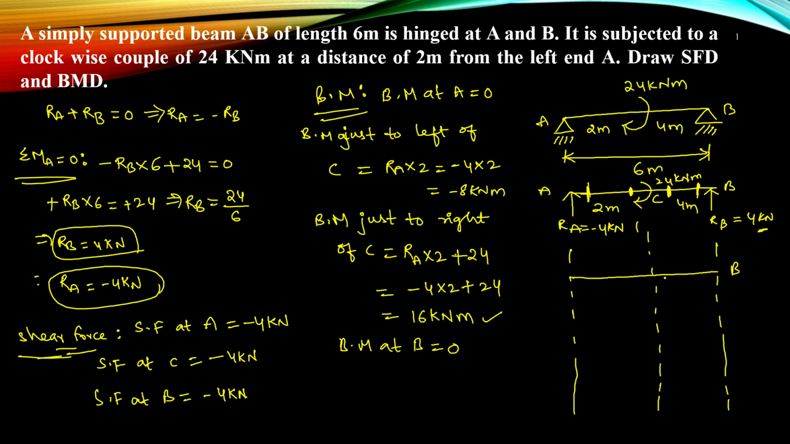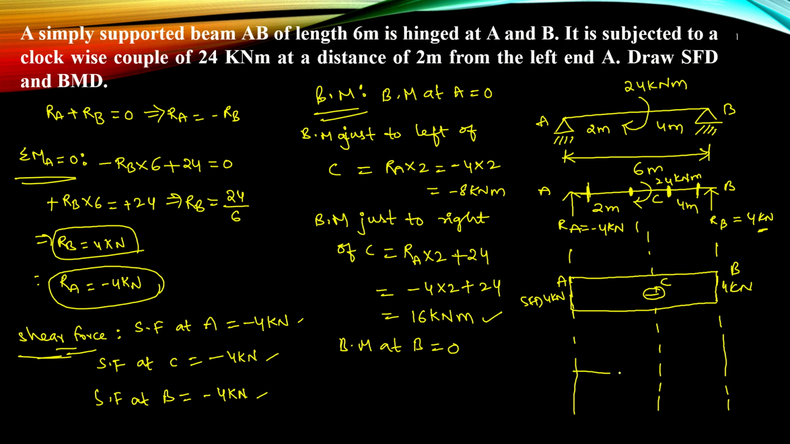So this is B, this is C, and this is A. You see shear force at A is -4, at C -4, and at B -4. So when you have a simply supported beam carrying a couple, the entire shear force diagram will be negative. So this is 4 kilonewton and this is also 4 kilonewton. This is the SFD. Next comes the bending moment diagram.